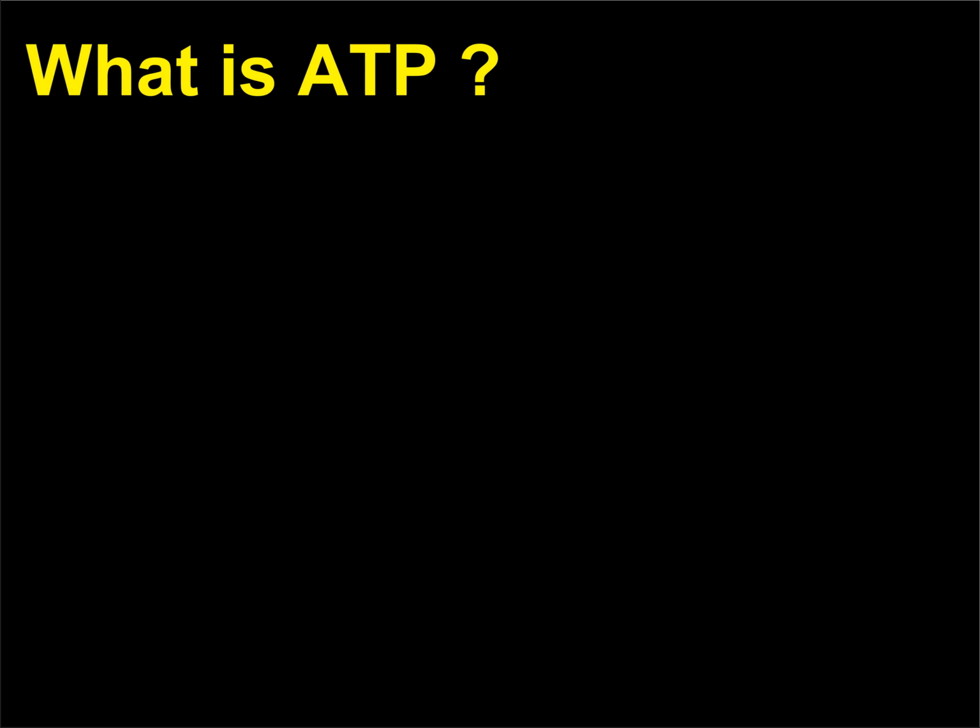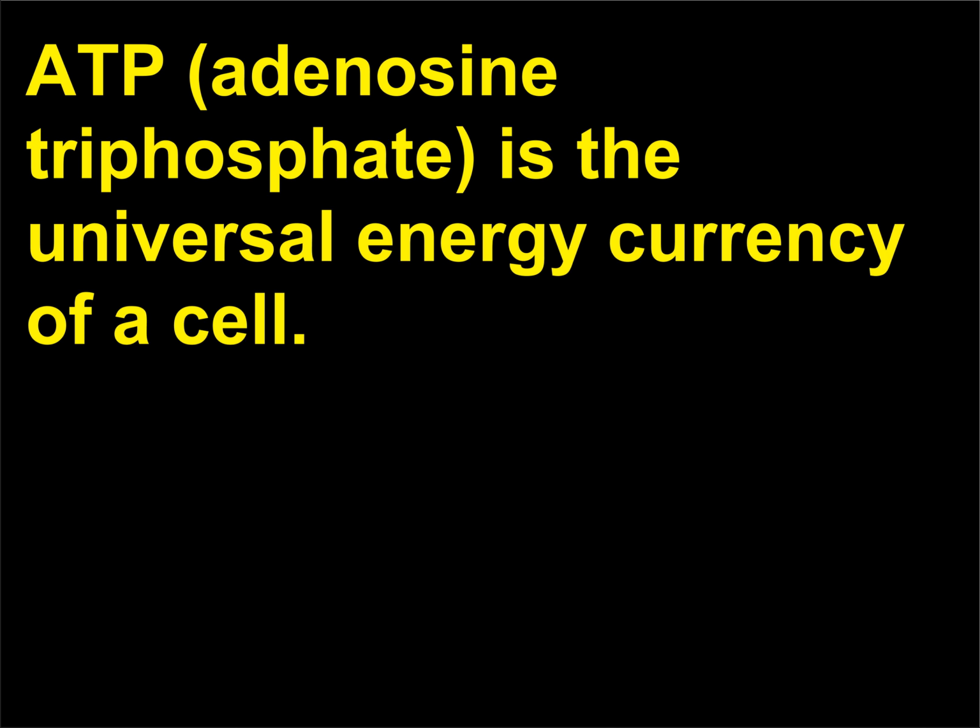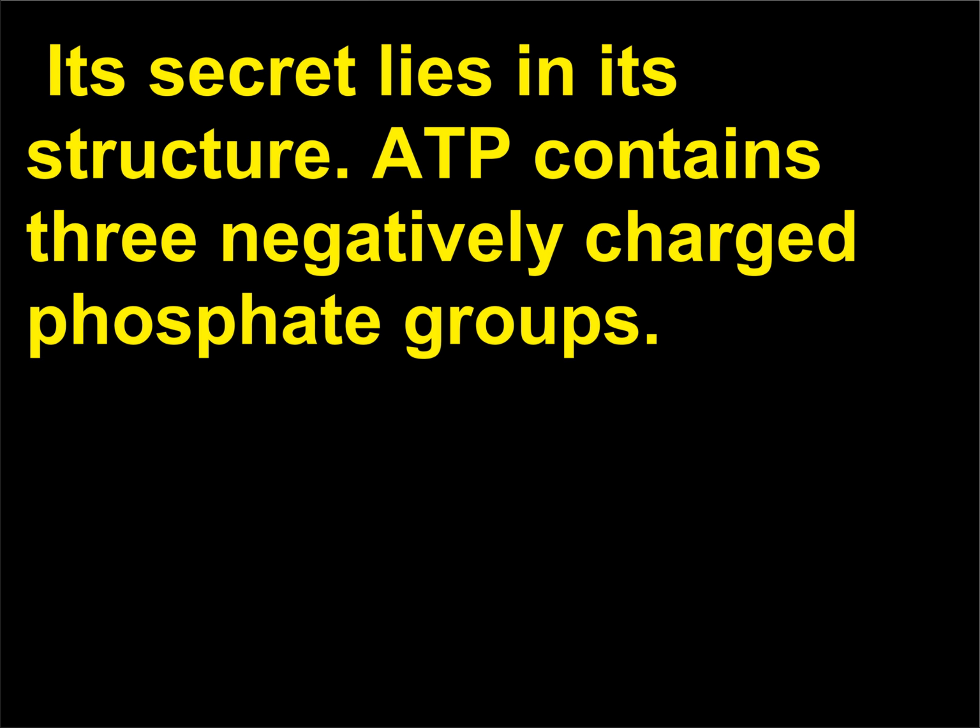What is ATP? ATP, adenosine triphosphate, is the universal energy currency of a cell. Its secret lies in its structure. ATP contains 3 negatively charged phosphate groups.